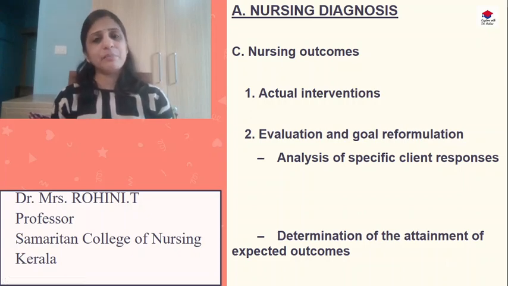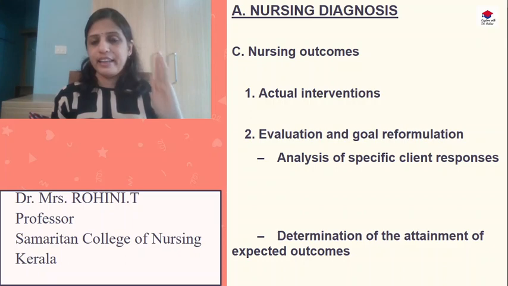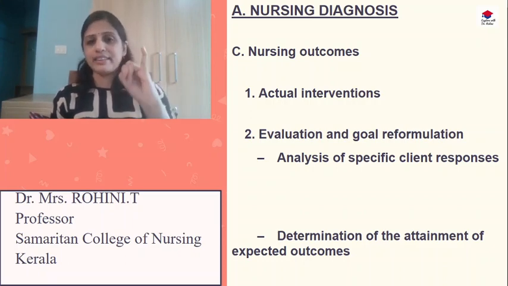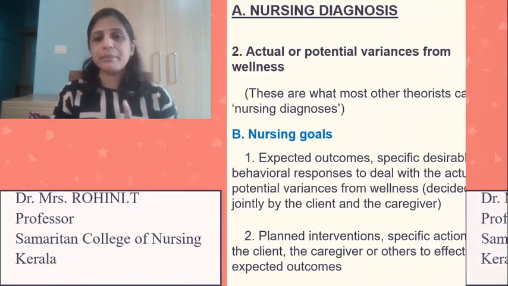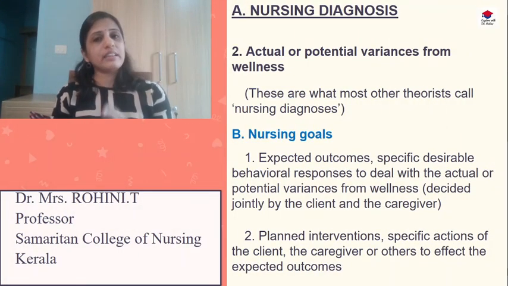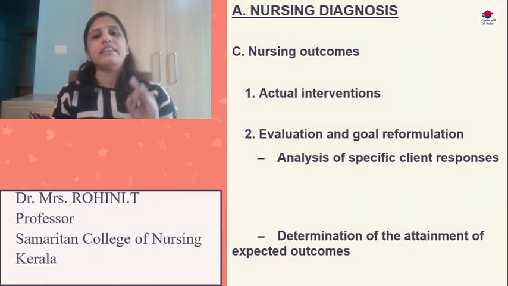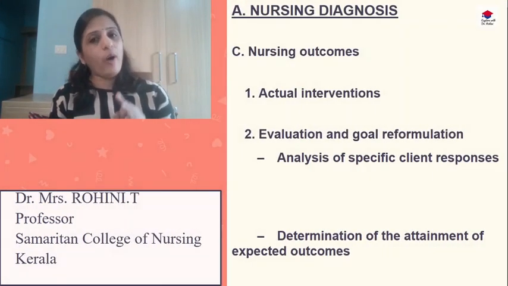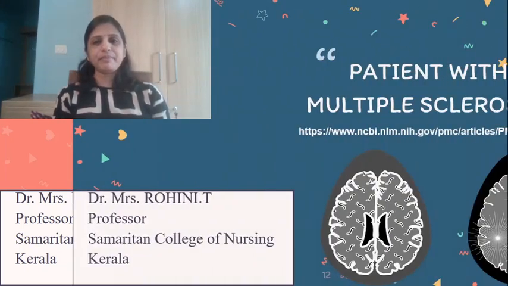So it is very simple, no? The first part is nursing diagnosis, with two steps: assessment and formulation of nursing diagnosis. The second step is nursing goals. Nursing goals have two steps, that is expected outcome and the planned intervention. The third step is nursing outcome. In outcome, we have the actual implementation and the evaluation.